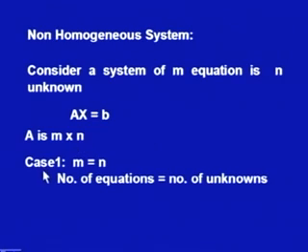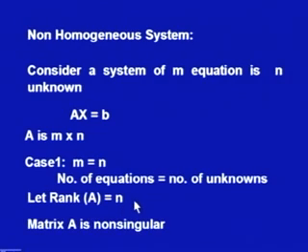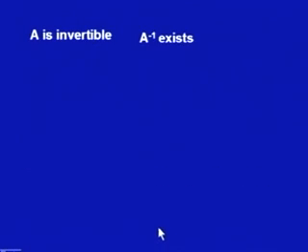Now, we consider different cases. Case 1 is when m = n, that is the number of equations is equal to the number of unknowns. In that case, the matrix A is a square matrix. So, let us consider a situation when rank of A is equal to n. So, if rank of A is equal to n, that means matrix A is non-singular, and if the matrix A is non-singular, then the matrix is invertible. That means we can very easily find A inverse, and A inverse exists.